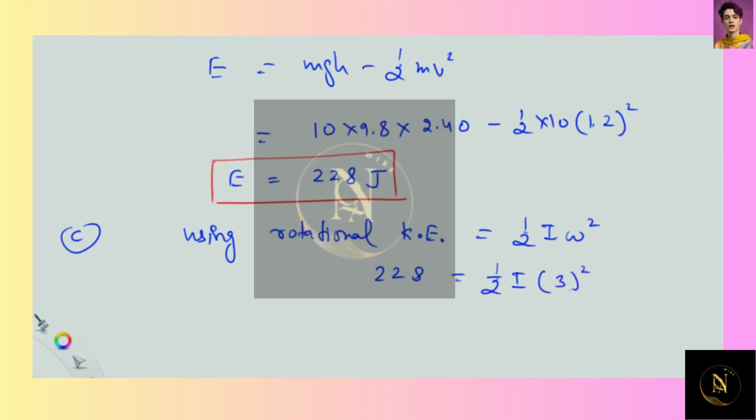So this I here will be given by 2 times 228 divided by 9, means rotational inertia or moment of inertia of the wheel here is equal to 50.7 kilogram meter square. Answer for the third and the last part of this problem here.